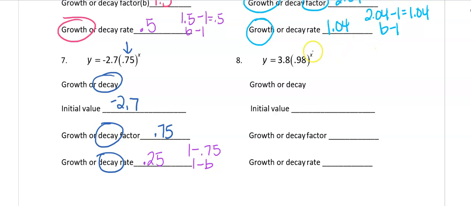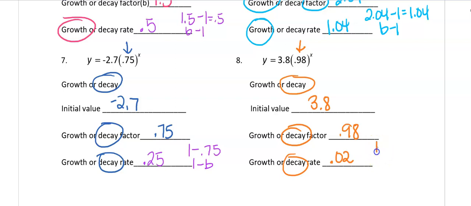So let's look at our last one over here. Obviously, it is a decay because it is less than 1. It's between 0 and 1. Our initial value is 3.8. The decay factor is 0.98. How far from $1 is that 98 cents? It's 2 cents. Make sure you write it as 0.02. So 1 minus 0.98 is 0.02. So we do 1 minus the B value. And that's it. You just have your practice after this.